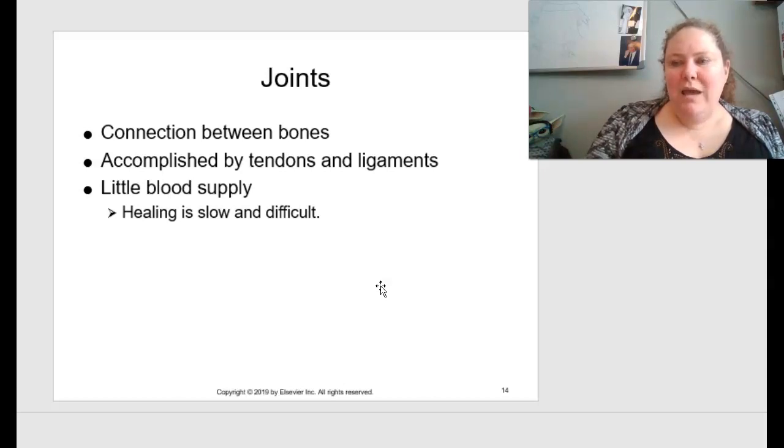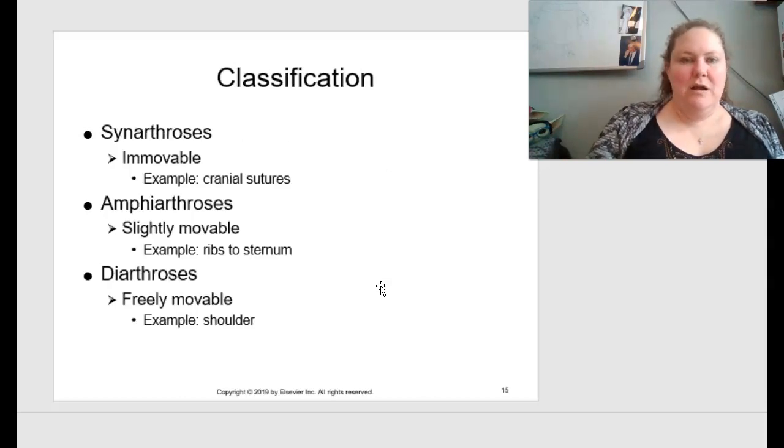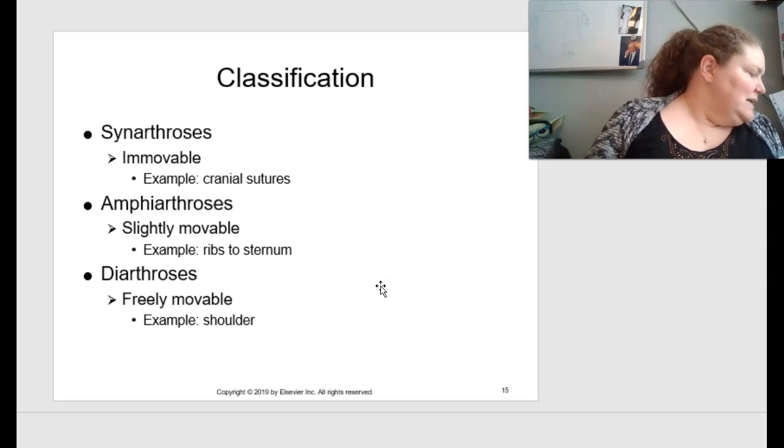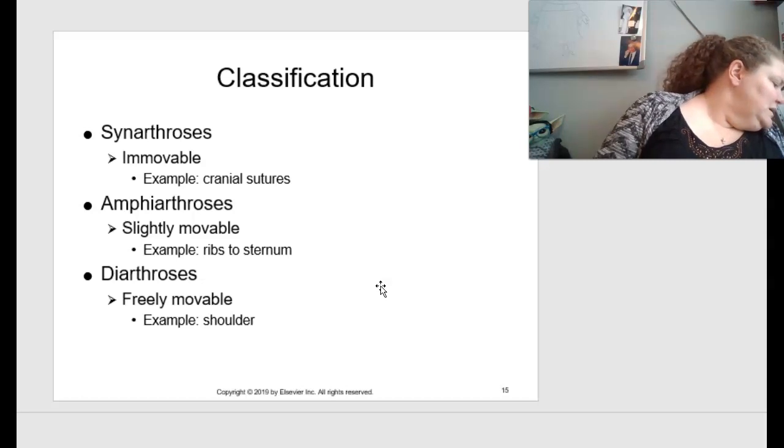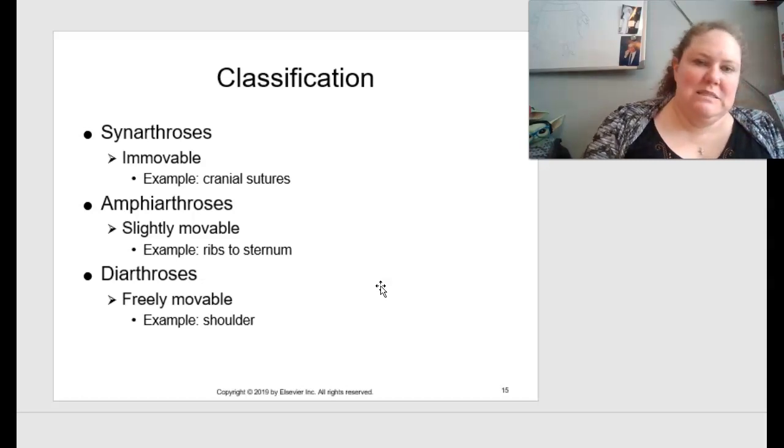And so this is why if you have a joint injury, the healing is going to be rather slow and actually kind of difficult, okay? Because we don't have a good blood supply to deliver those nutrients or to take away any debris that happens to be there. So we have some different classifications, okay? And these would be, again, under joints on page 166.